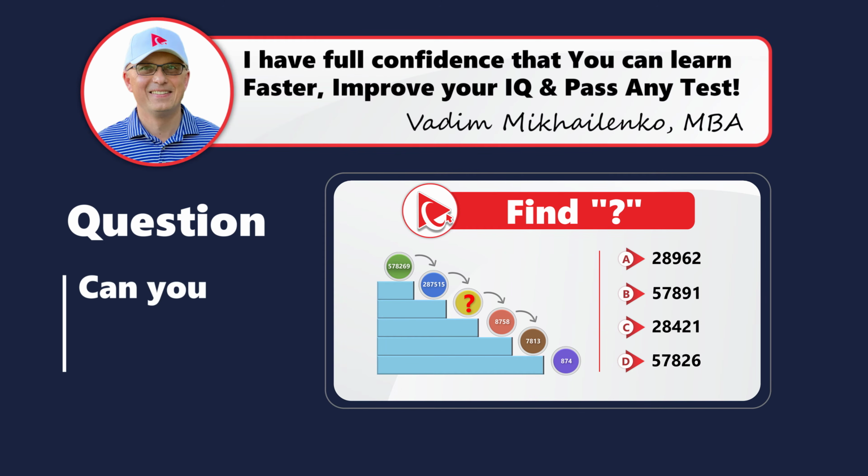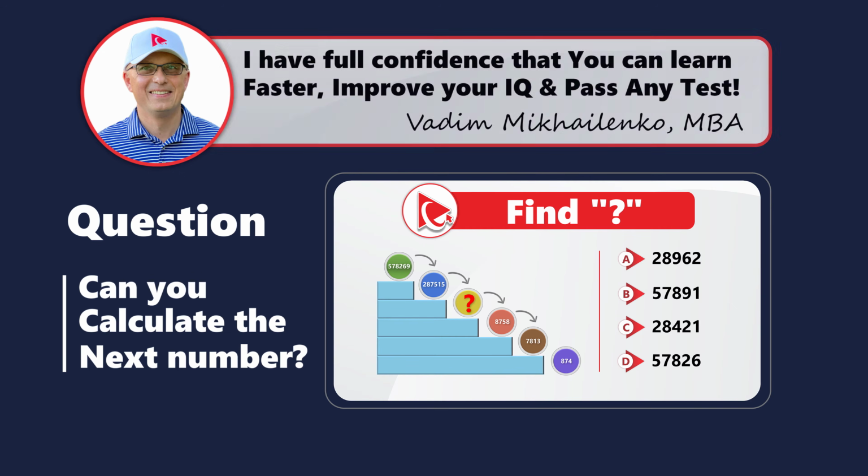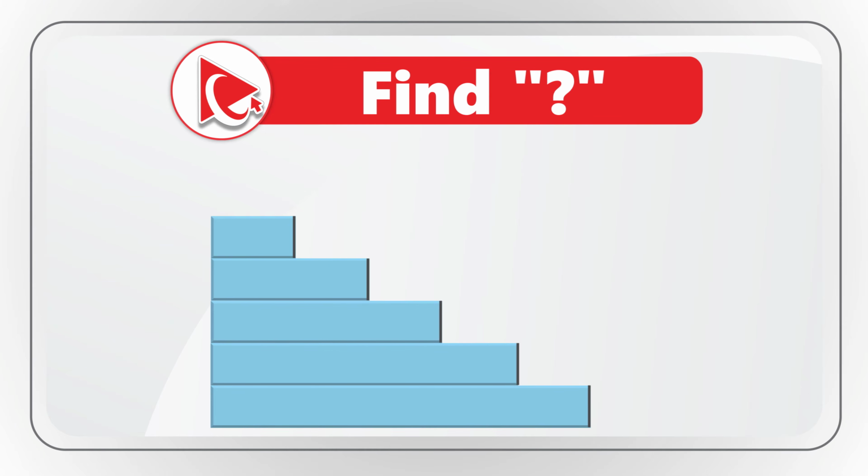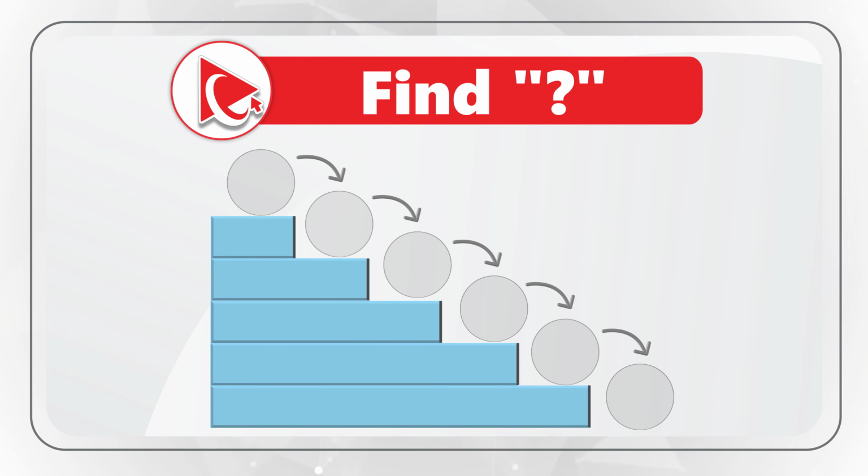I love this question because what's happening here is so unusual. We need to calculate the missing number, and we need to do it in the ball that's in the middle of the sequence. We see a ball that's rolling from the top of the stairs to the bottom of the stairs. As it rolls, it changes the color inside and it changes the number. In the top position, it's a green ball with the numbers 5, 7, 8, 2, 6, 9. Then as it rolls, it becomes a blue ball and the numbers change to 2, 8, 7, 5, 1, 5.